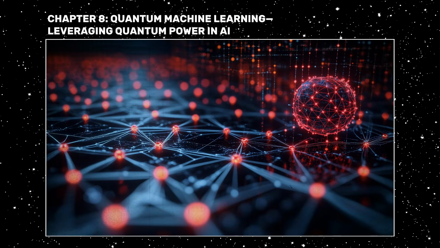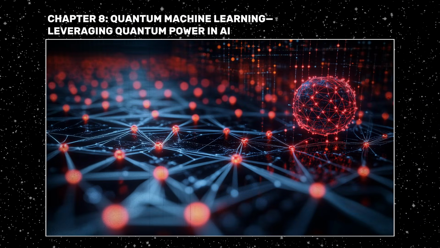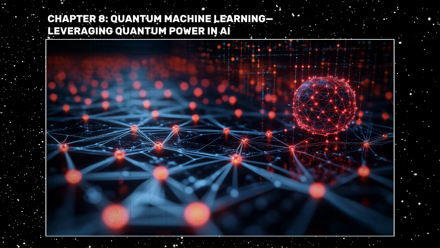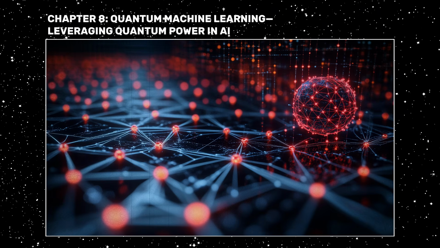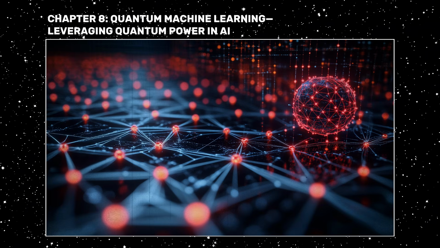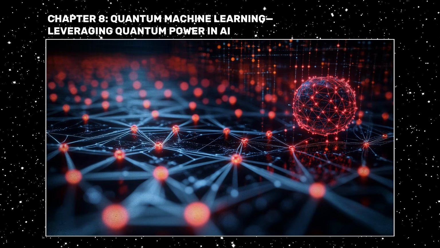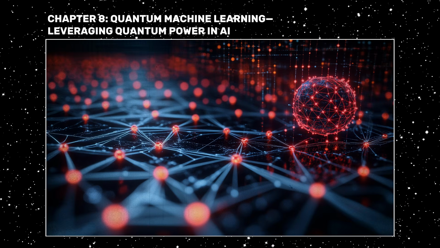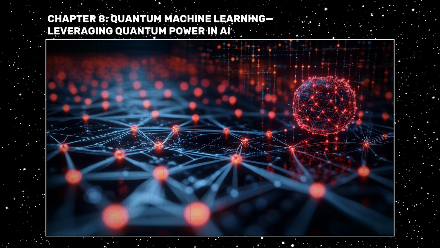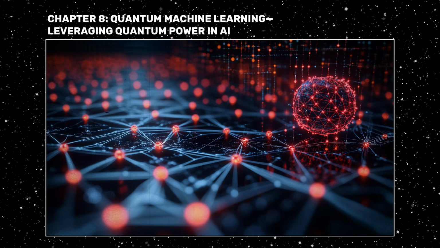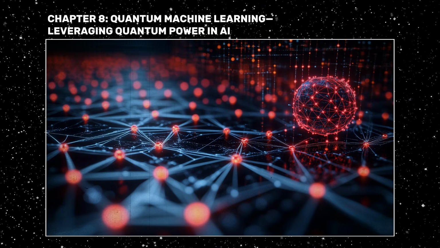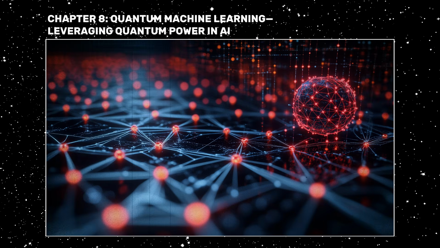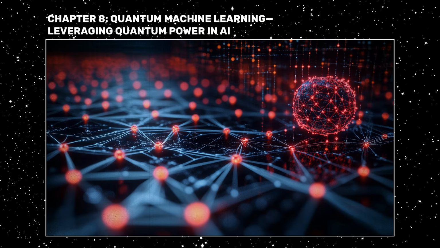Chapter 8: Quantum Machine Learning: Leveraging Quantum Power in AI. Quantum machine learning explores how quantum processors can accelerate, enhance, or fundamentally transform tasks traditionally handled by artificial intelligence. As classical machine learning scales to handle ever larger datasets and more complex models, computational bottlenecks emerge, especially in high-dimensional optimization, kernel evaluations, and generative modeling.